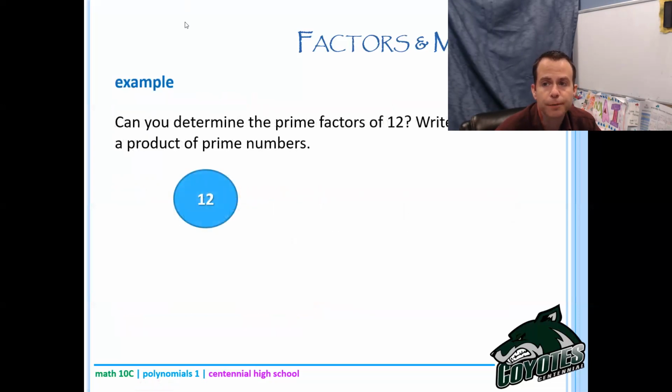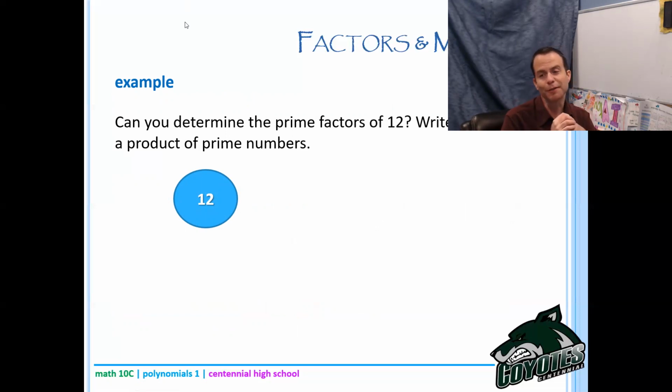All right, so the first thing we're gonna practice is a little bit of factor trees. We're gonna do the prime factorization of 12. So what we do is we think, okay, I need two numbers that multiply together to give me 12. Maybe you thought of 2 and 6. Maybe you thought of 3 and 4, okay? Maybe you thought of 1 and 12.